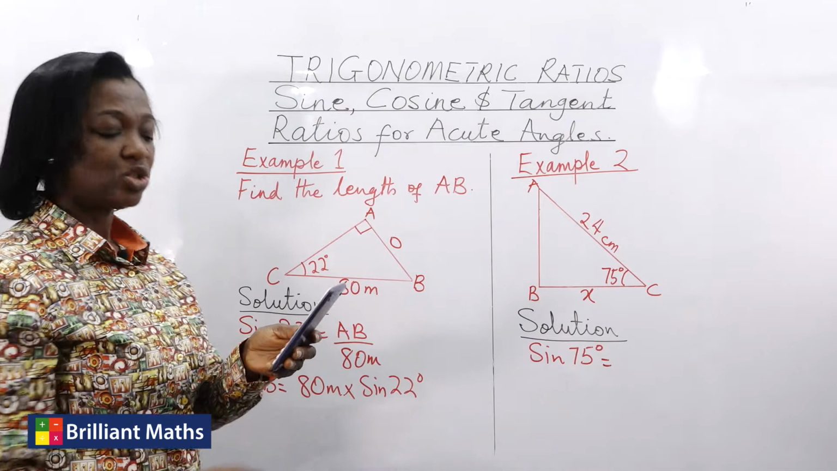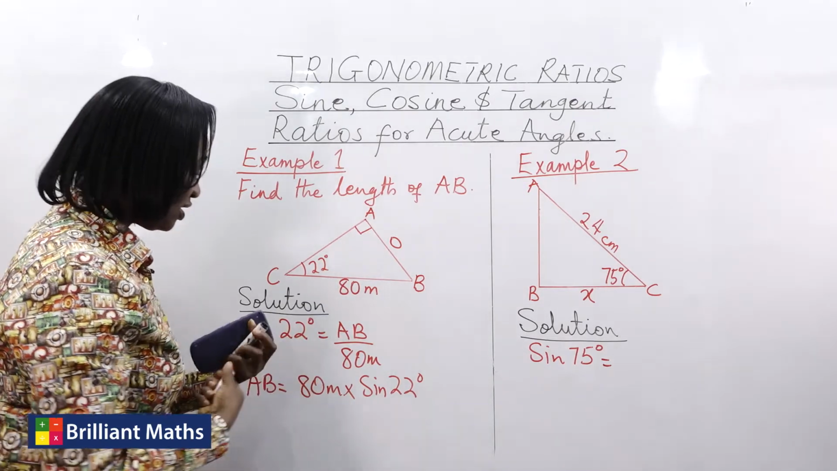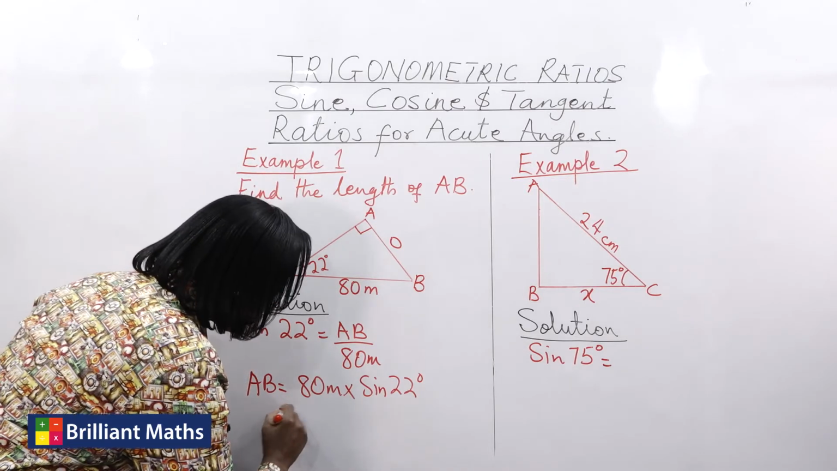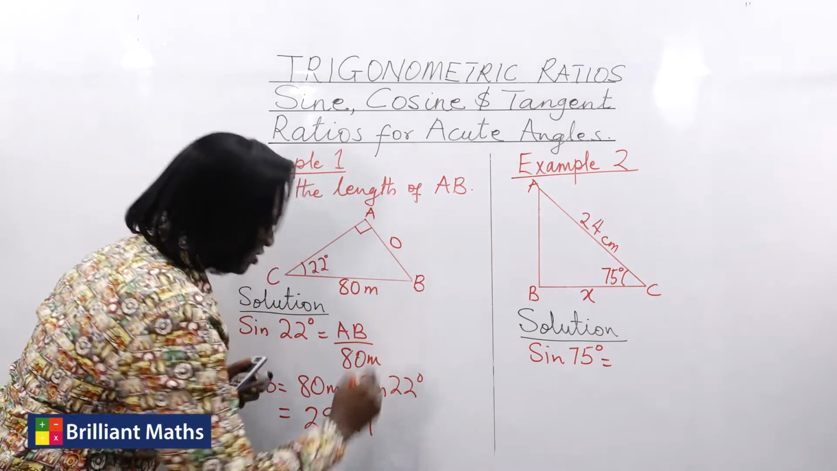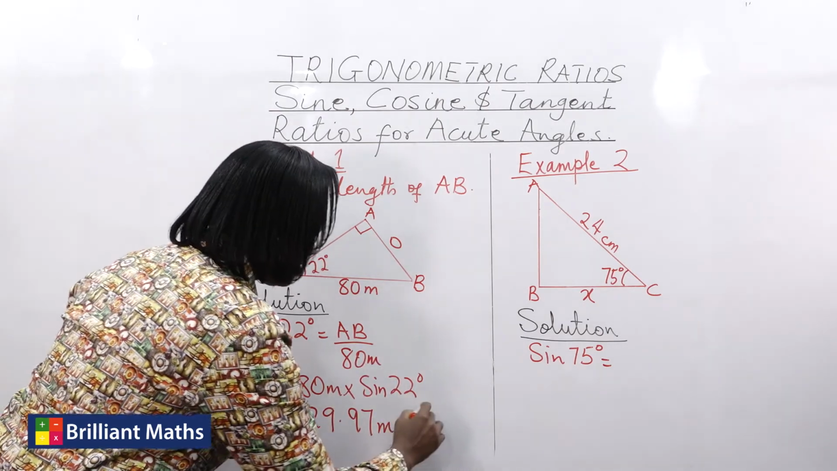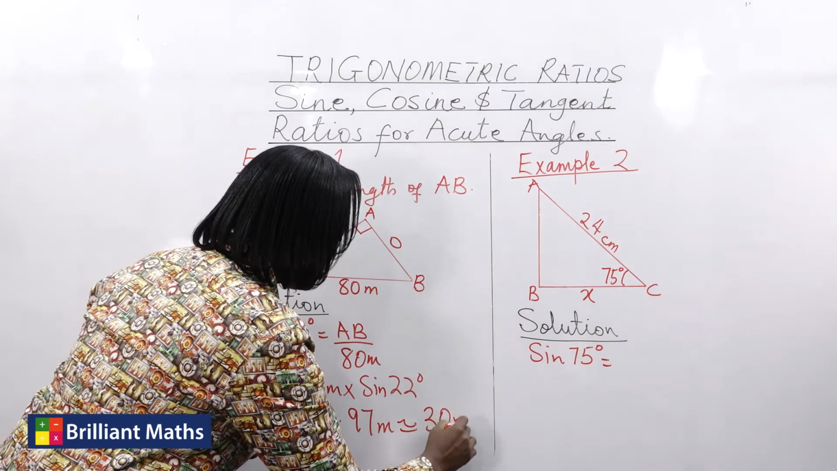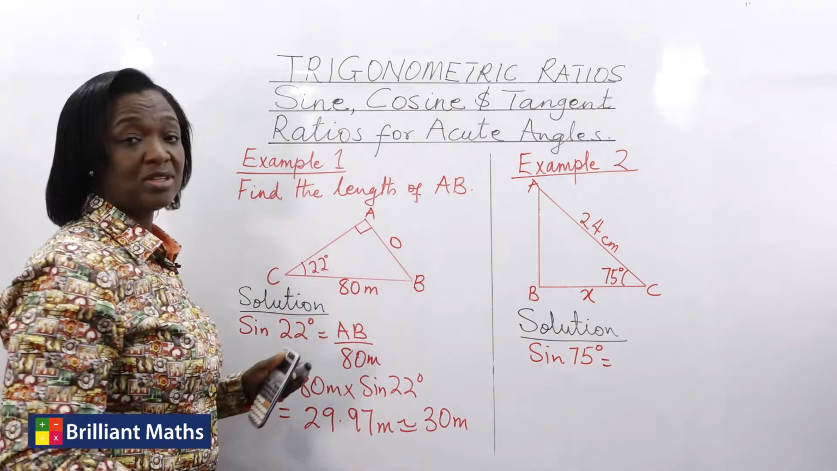The answer is 29.97 meters. So AB is equal to 29.97 meters. So that's approximately 30 meters. So line AB is approximately 30 meters long.